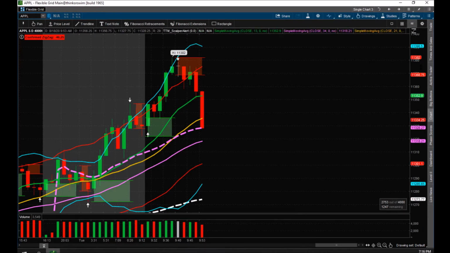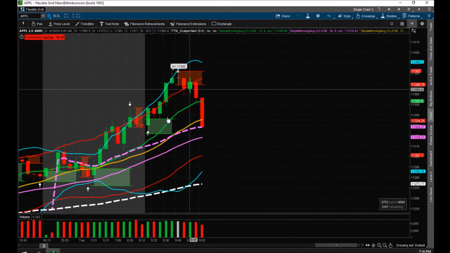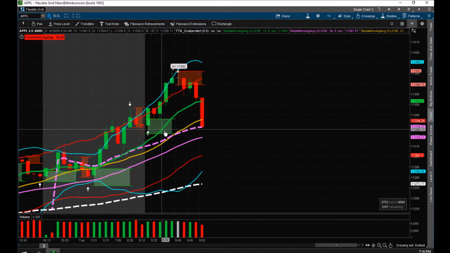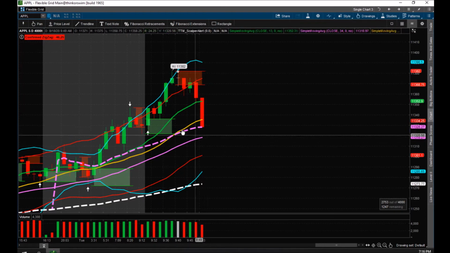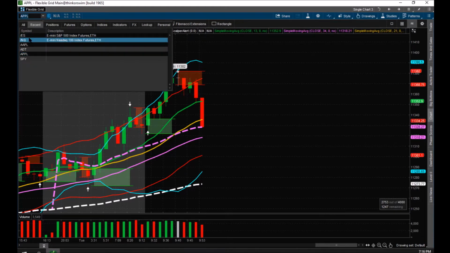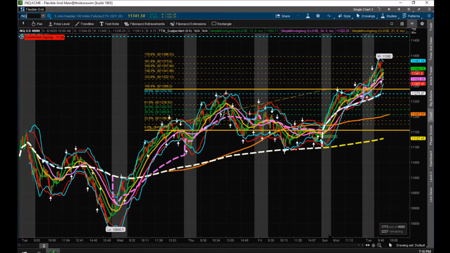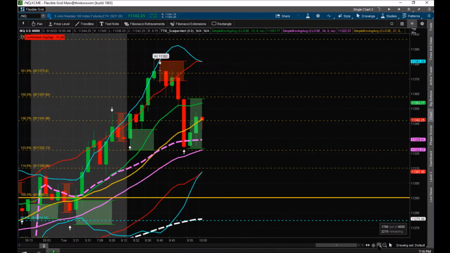But you could use it on Apple too. This is an Apple chart. It shows support and resistance. All these indicators can be used in any type of market. You just have to learn them in the first place.